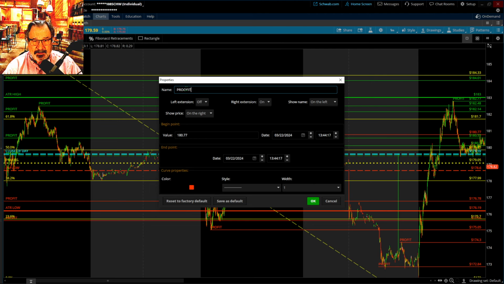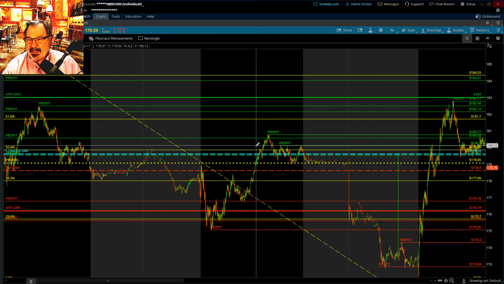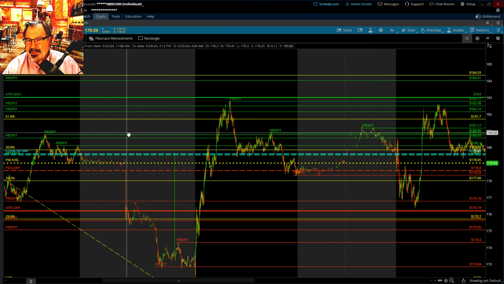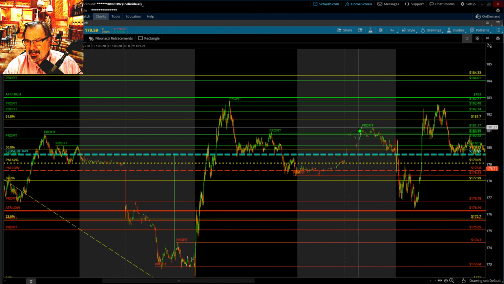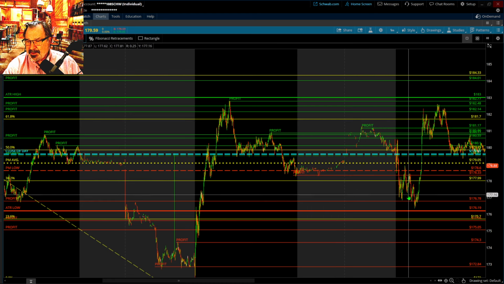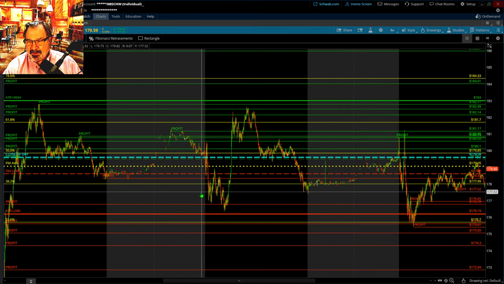Uh-oh. And we'll make that green, just in case that happens to come into play going up today. And as you can see, it's not really rocket science. There's a little subjectiveness to where these got marked, but for the most part, they're not marked here.